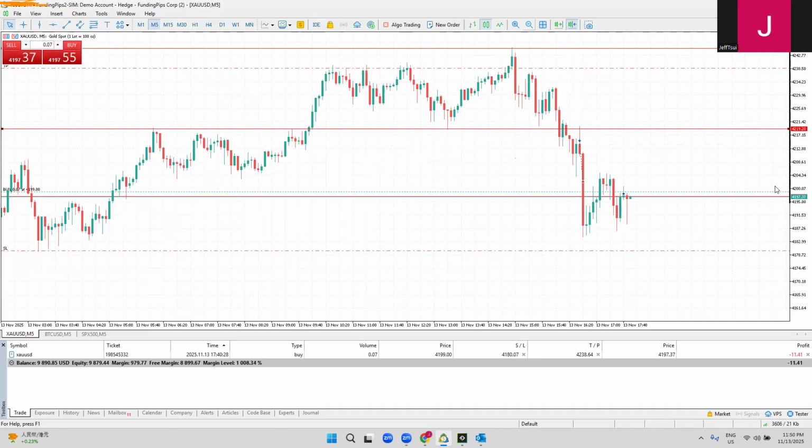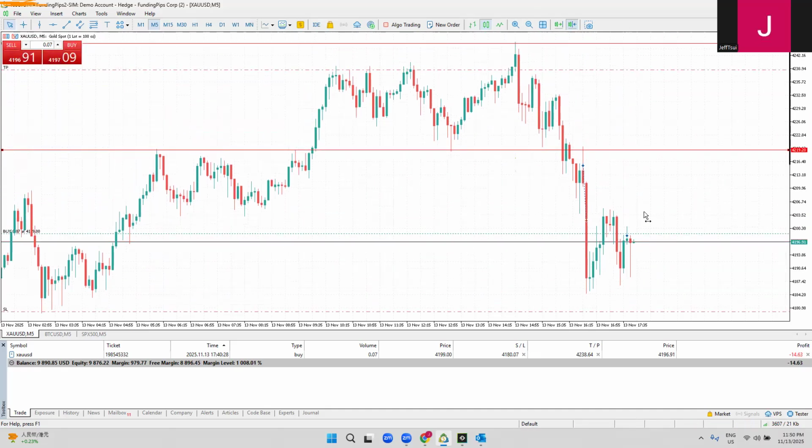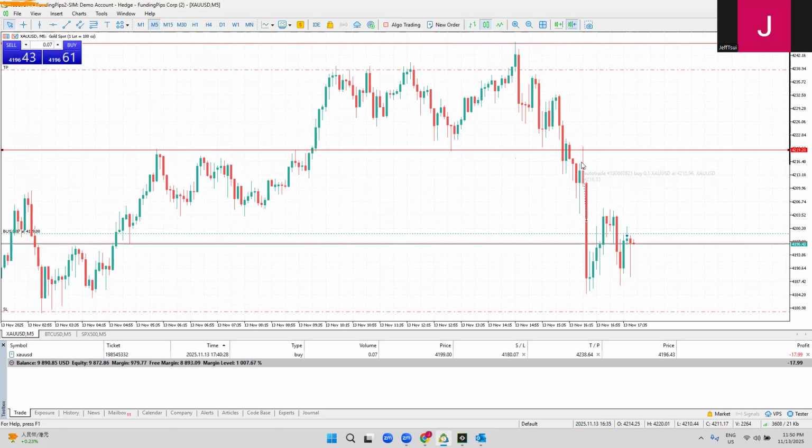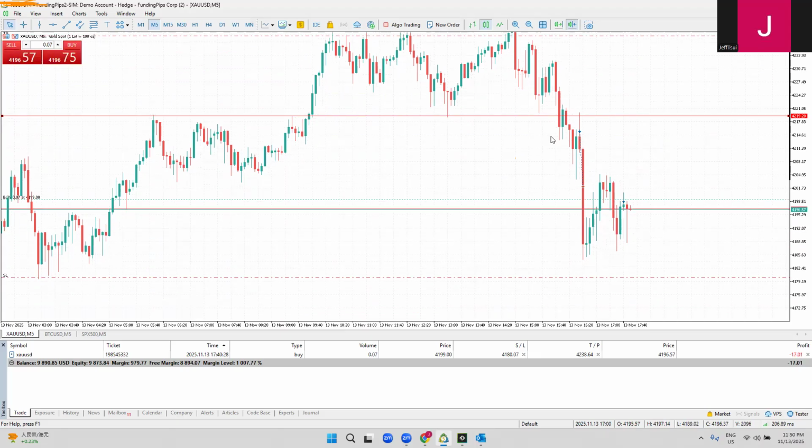And it didn't work out. I took a loss there. I think this trade makes sense. It's not a bad trade. I think it's a reasonable trade. And then that's fine. I wait.